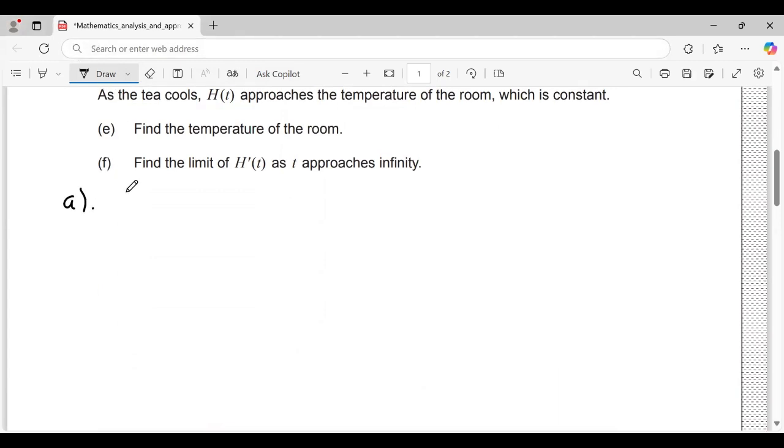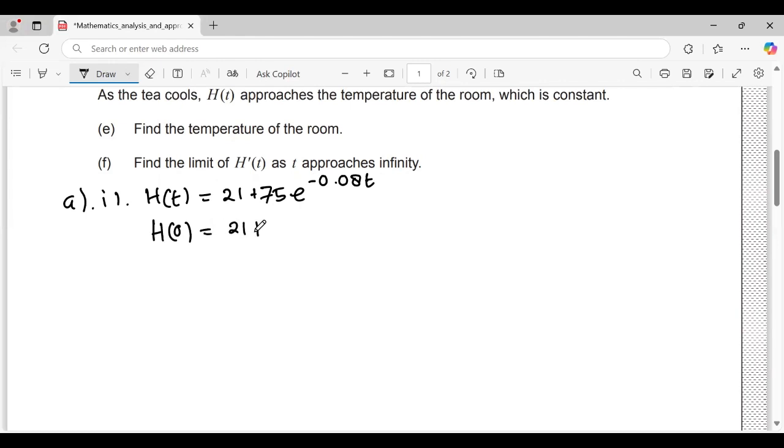Okay, A, part 1. The equation is h(t) = 21 + 75e^(-0.08t). So the initial temperature occurs when t equals 0.